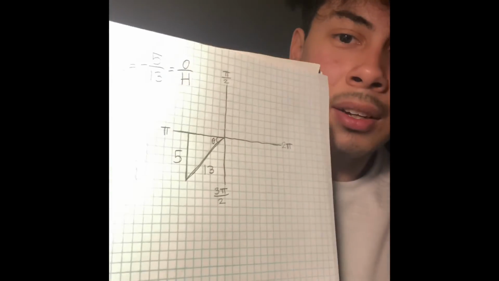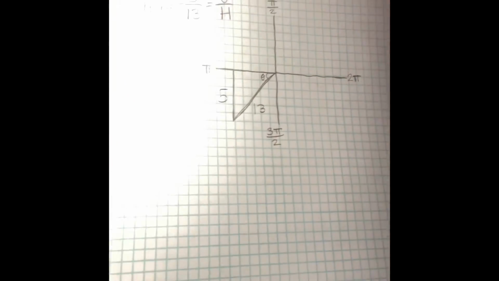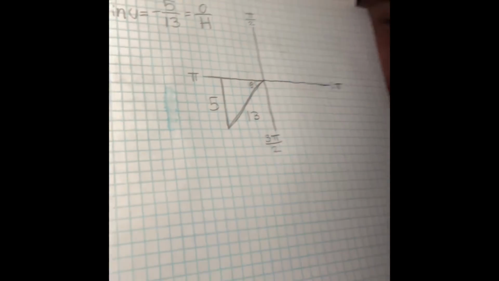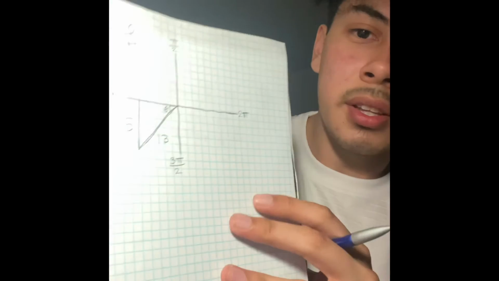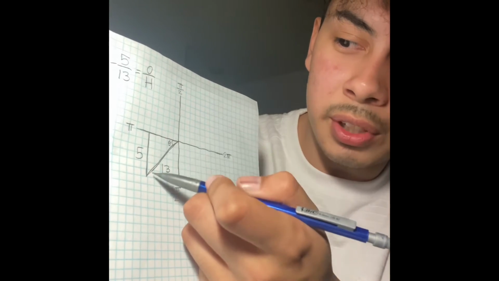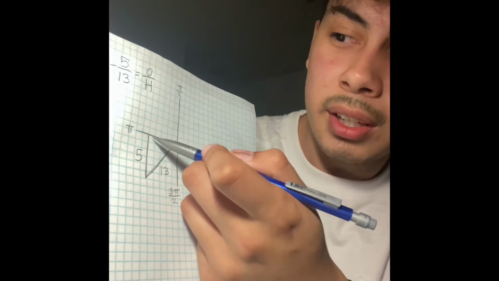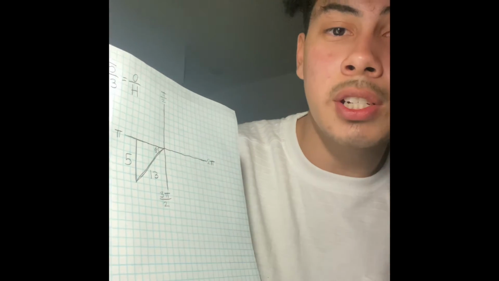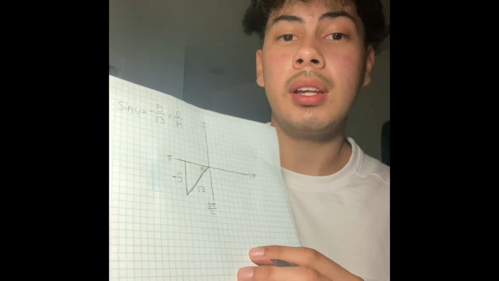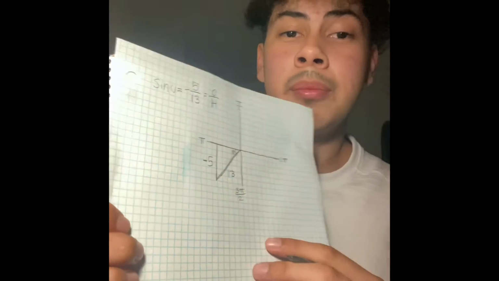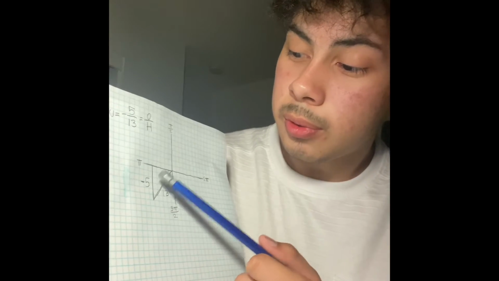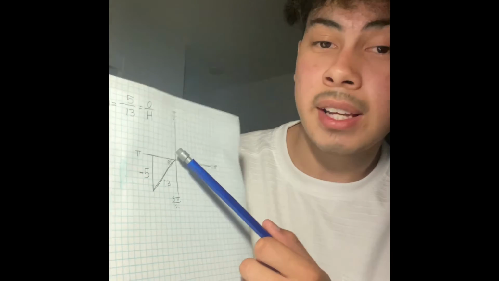So I went ahead and labeled the values for the sides. But one important thing to note is that since this part of the triangle is decreasing, going down in the negative y direction, that value is going to be negative 5. And then from here, we are just going to use the Pythagorean theorem in order to figure out what the x value would be right here.